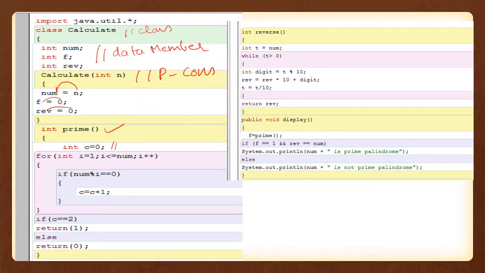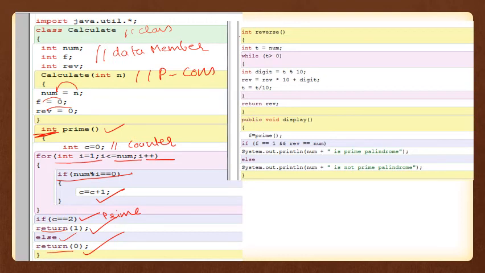Inside that, take a counter variable and initialize it with 0. Start the loop: i equal to 1, i less than or equal to num, and i plus plus. If num mod i is 0, meaning the number is divisible by i, then increment the counter, c equals c plus 1. If the value of c equals 2, meaning the number is prime, then return 1, else return 0. The function has an integer return type, so you return an integer value. So 1 and 0 are integers.